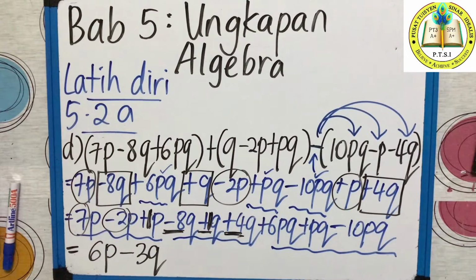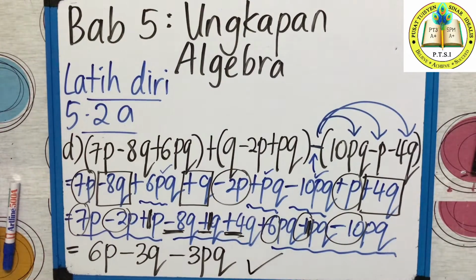This also finish. Now the PQ, right? 6 plus, here got what? 1. 6 plus 1, 7. 7 minus 10. You can press your calculator. 6 plus 1, 7. 7 minus 10 is negative 3PQ. Finish. This will be your final answer.